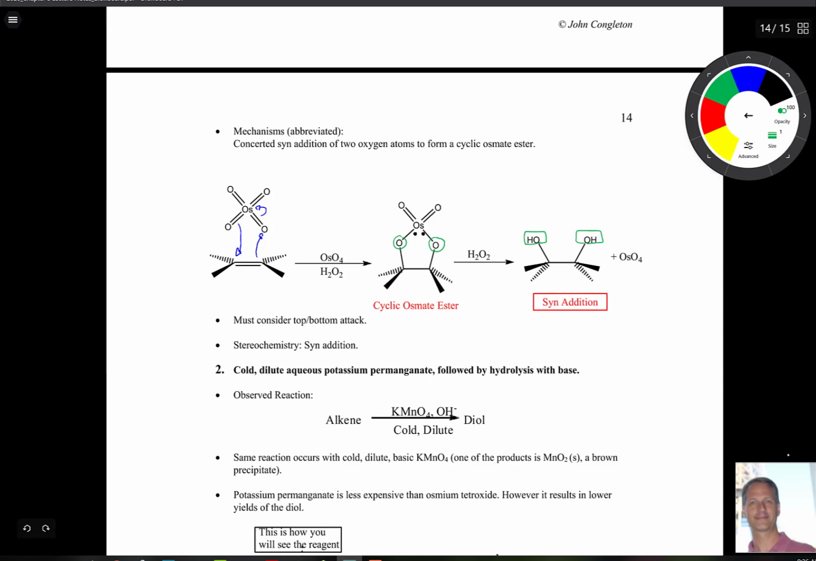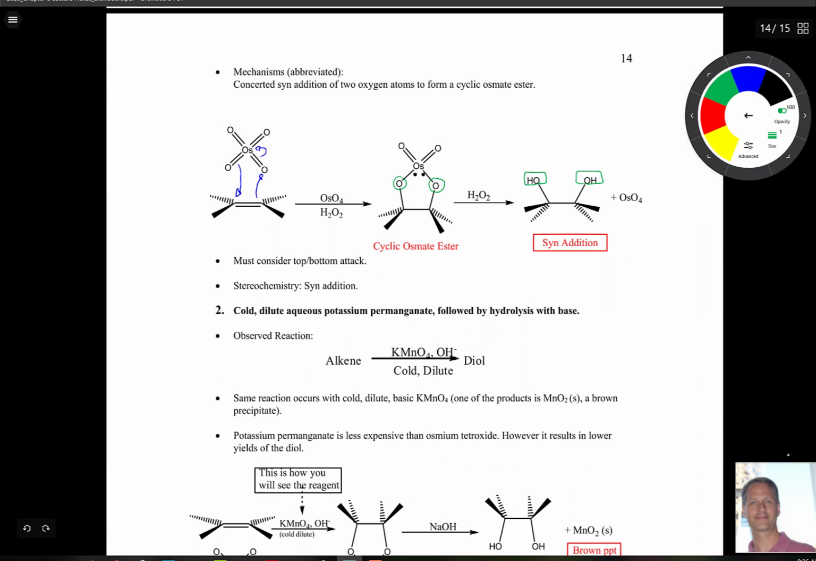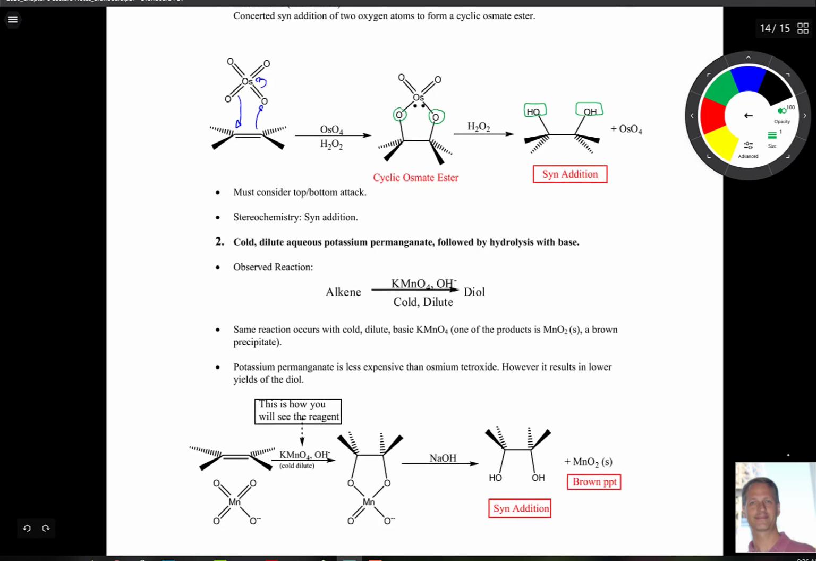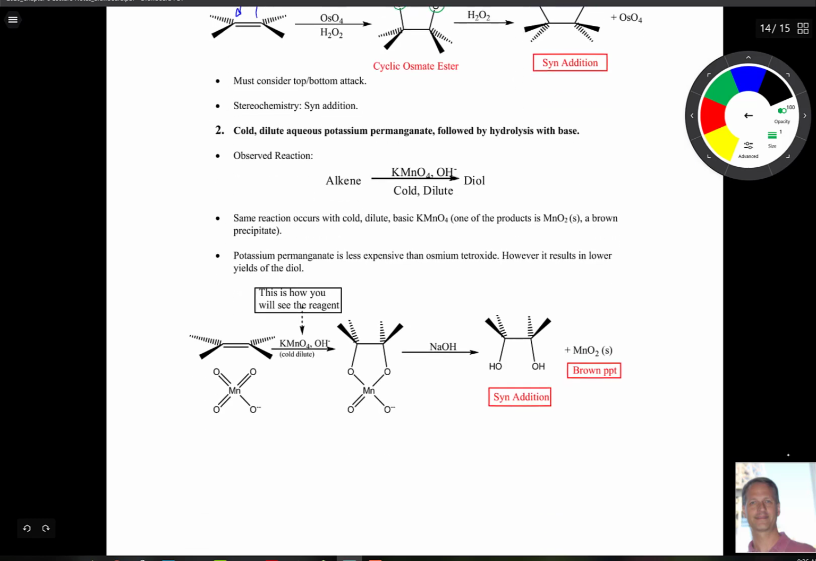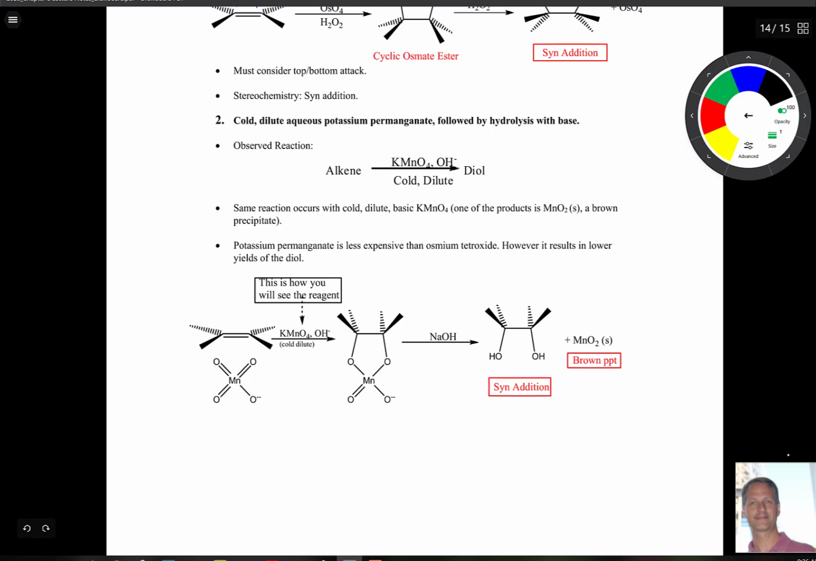But the end result is that you get an OH and another OH syn to each other. Now a couple little notes about this, because this is the p orbital that's reacting, you have to consider the top and the bottom attack here. So we get a mixture of possible stereoisomers depending on the molecule itself and stuff. So OsO4 is the first one that we can use to do that, and then KMnO4 with hydroxide is the second one. So notice here the KMnO4 comes in two flavors. One is cold, dilute, and then the thing that we'll see on the next page is warm and concentrated.